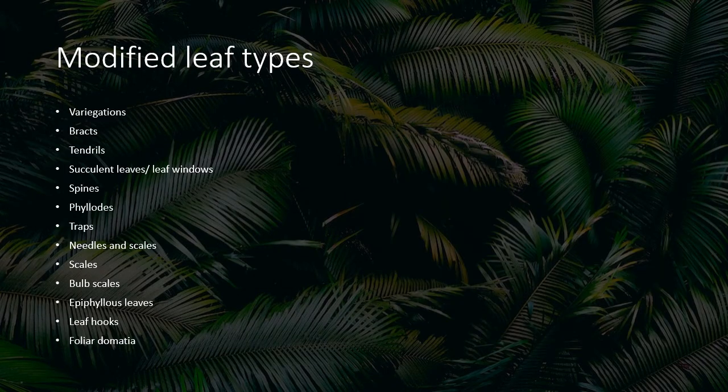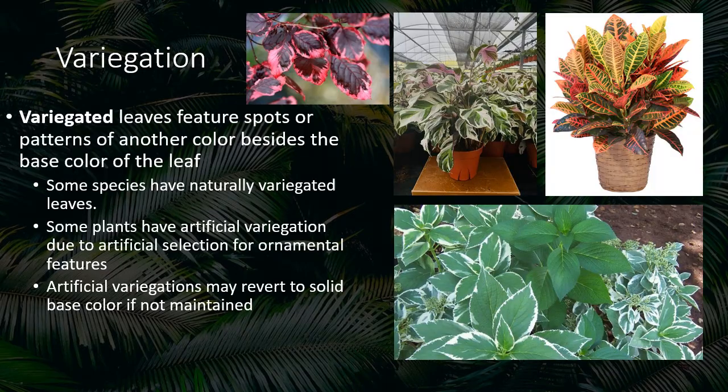Once again, we're going to try to move a little more quickly through these modified leaf types. There are several, and we're going to start with variegation. Variegated leaves feature spots or patterns of another color besides the base color of the leaf. In wild plants, we can have naturally occurring variegations. Sometimes these serve to camouflage plants so that a herbivore does not recognize them as a plant. Sometimes they serve other functions.